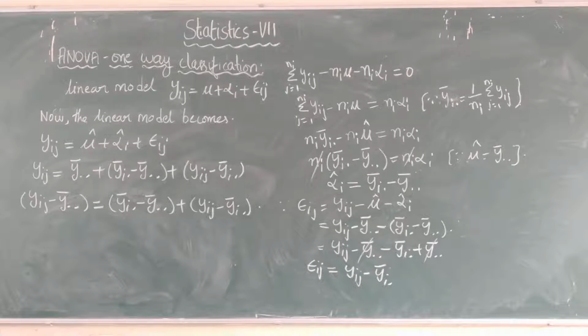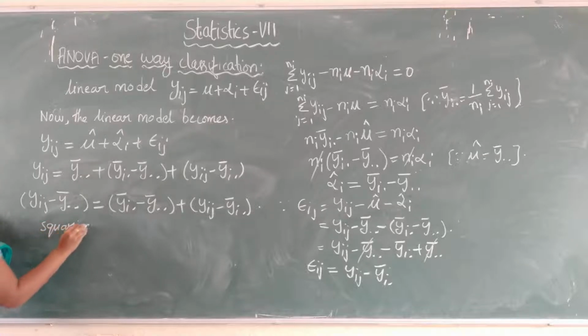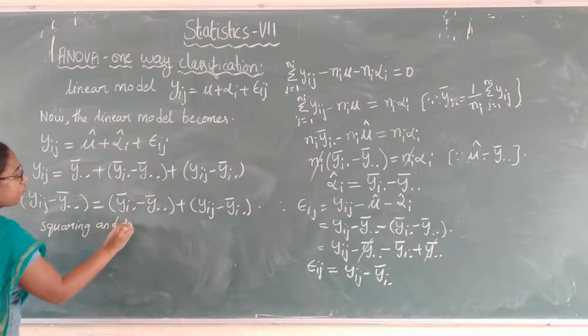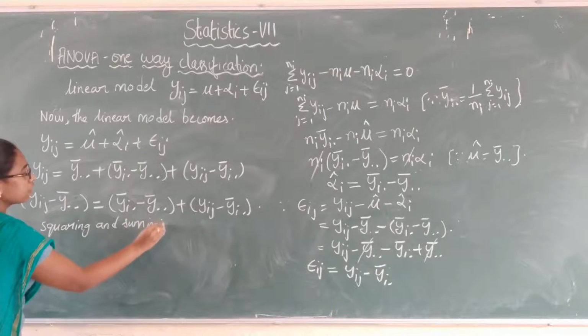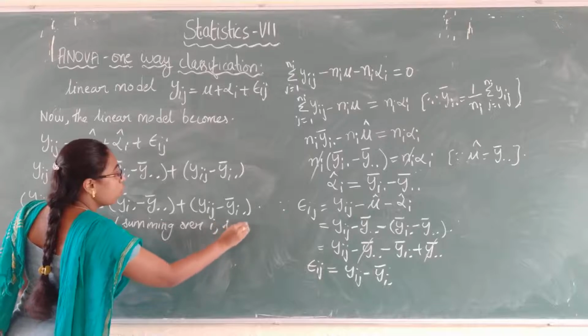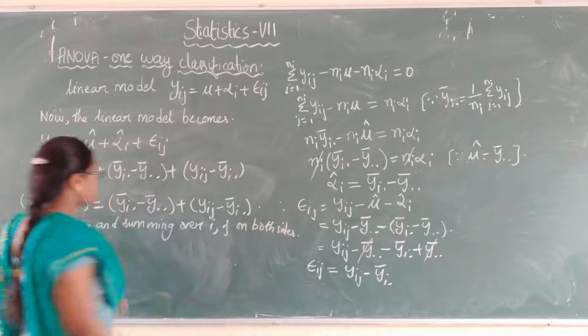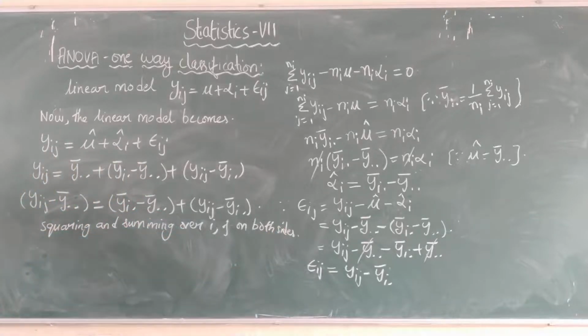Now for this linear model, I am going to do squaring on both sides and summing over i and j. So squaring and summing over i comma j on both sides. For this equation, I am going to do squaring and apply the summation over i and summation over j.